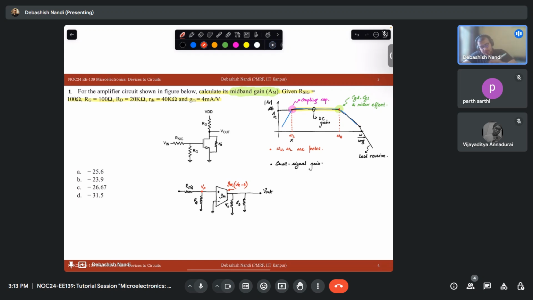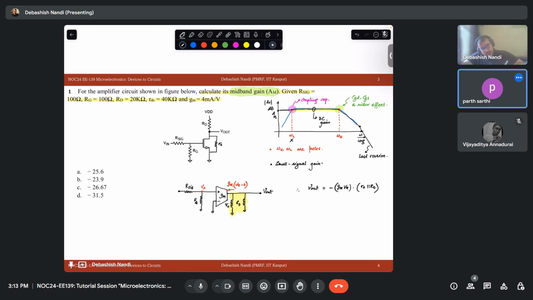So now if you want to calculate the gain, how can you do that? If you just look at this output side, what can you write? You can write that your V out is equal to minus Gm times Vx, that is your current, and this current is flowing in a parallel combination of your R0 and RD. Is this much correct?